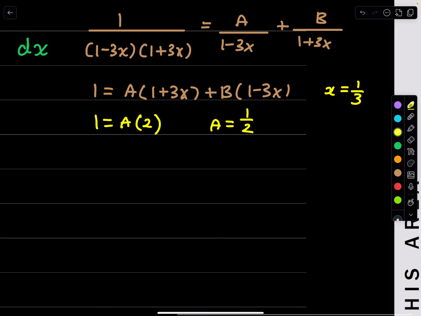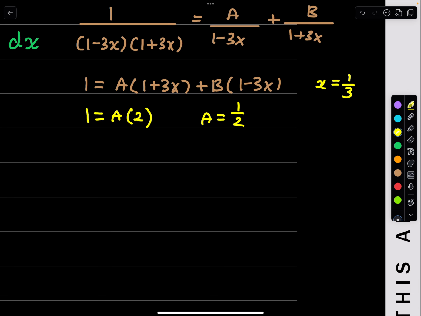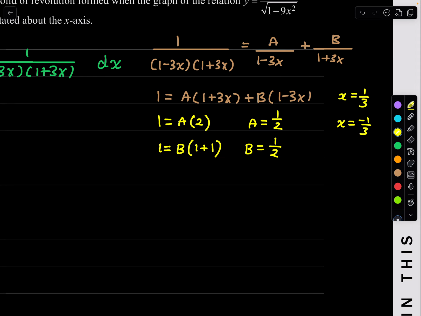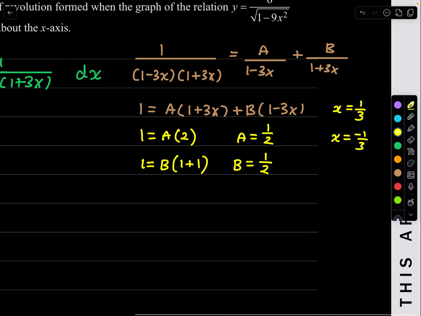Done. And I can do that also for b, to get rid of a, because all I have to sub in is x equals negative 1/3. So if I sub in x equals negative 1/3, this will cancel out also. So if I sub in negative 1/3, this will cancel out, and let's see what happens here. So b equals 1 minus 3 times negative 1/3, so it becomes basically positive 1. So basically it's also b equals 1/2. Done. So we got our a and b values.